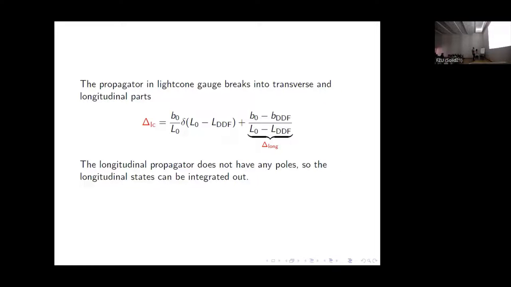Okay, so the propagator in light cone gauge breaks up into transverse and longitudinal parts. So the transverse part is just the Siegel gauge propagator multiplied by this operator, which is just the projection onto states where L0 is equal to LDDF. So this is in fact just the projector onto transverse states. And there's a second term in the propagator, which is called the longitudinal propagator. And the thing to note about this longitudinal propagator is that it has no poles in the momenta. So all the states which are propagating through this propagator are auxiliary. They're not dynamical. So they can be integrated out. Any questions?